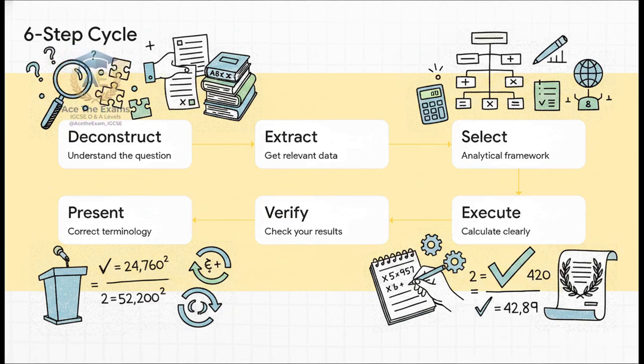5. Verify your results. Think of this as your last 5 minutes review checklist. And 6. Present your final answer using pristine, correct terminology, keeping in mind the paragraph balance formula we talked about, balancing facts with evaluation. This right here is the 6-step cycle of an elite candidate.